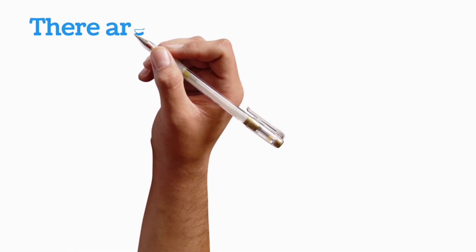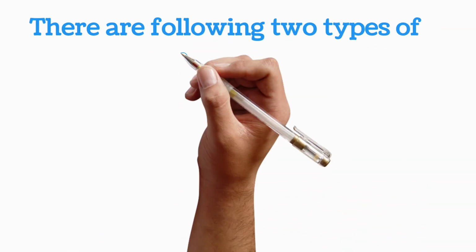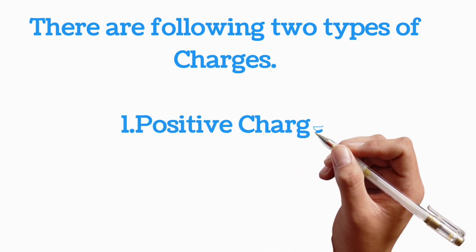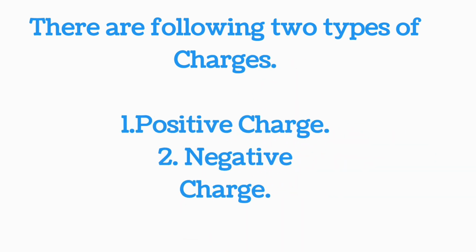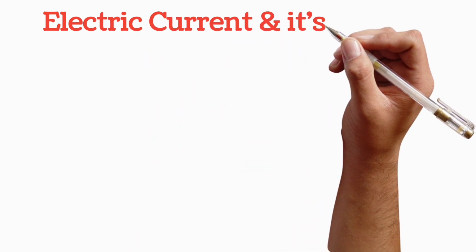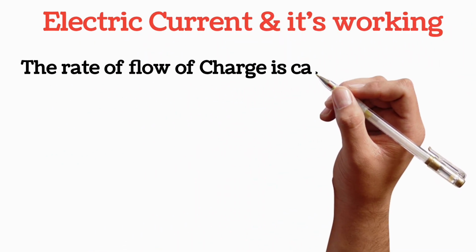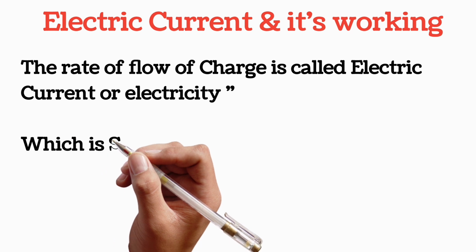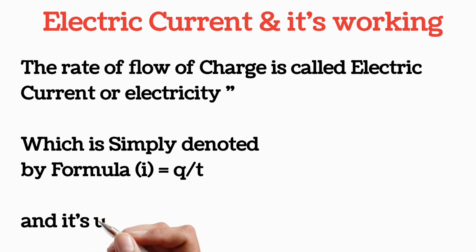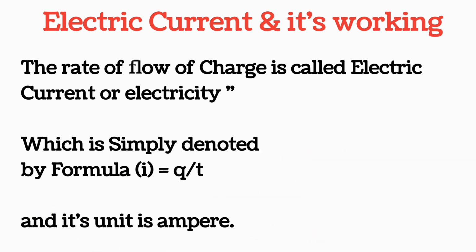now what are the different types of charges? There are two types of charges, as we have discussed earlier. The first is positive charge and the second is negative charge. Now let's come to the electric current and its working. As we know, the rate of flow of charge is called electric current or electricity, which is denoted by the formula I = Q/T, and its unit is ampere. So we can say when electricity is flowing in a wire, the charges are moving.